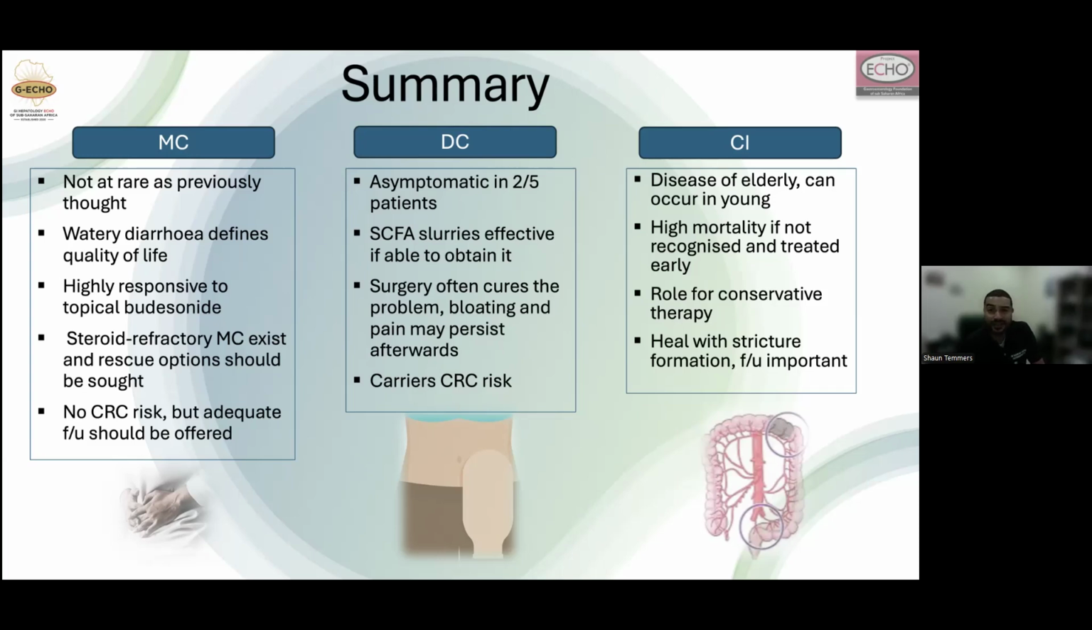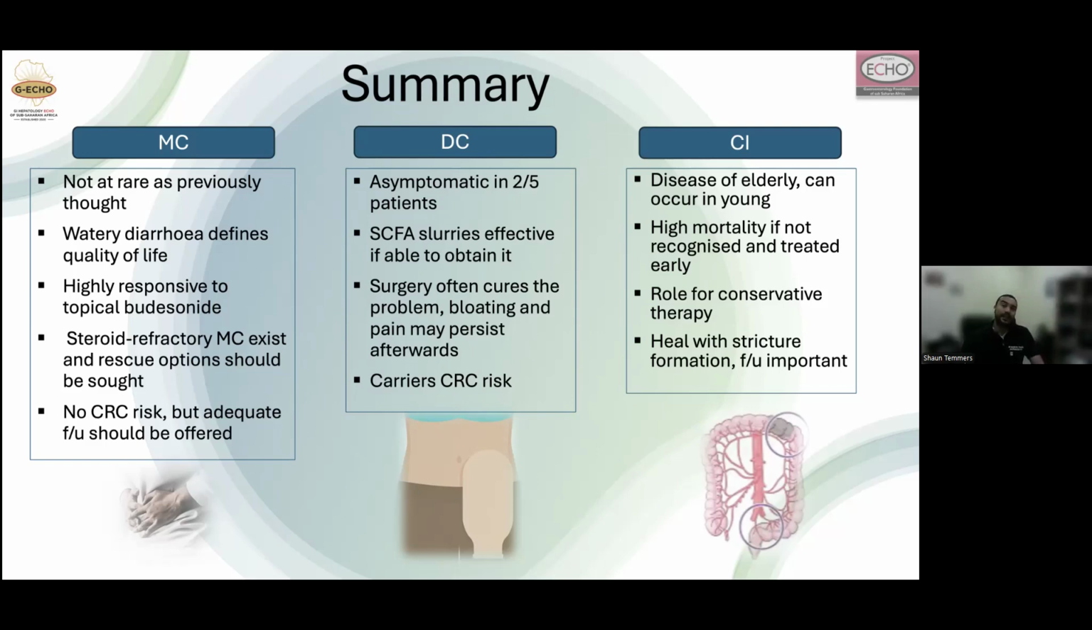Then diversion colitis: up to 2 out of 5 patients are asymptomatic. Short-chain fatty acid slurries are effective if you're able to obtain them, and they should contain butyrate as your substrate. Surgery often cures the problem. The problem in these patients that do get reanastomosed is that a bit of bloating and pain may persist afterwards. In those patients that are not amenable to surgery, the diverted stump carries a colorectal cancer risk, and you should offer that patient some form of screening for colorectal cancer in the residual diverted segment.